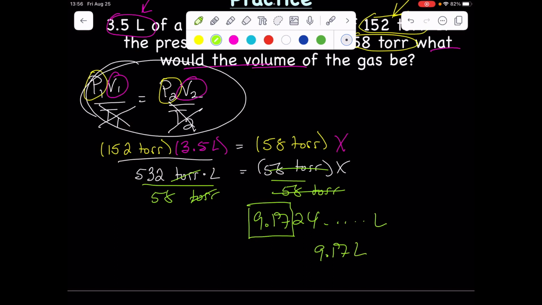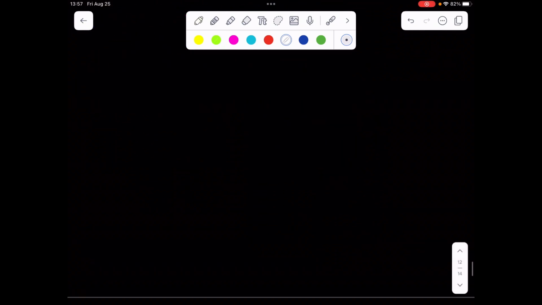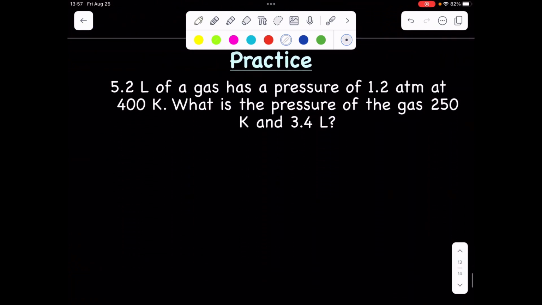So hopefully you guys are doing okay. This isn't too bad. We're going to try one more. It's the most difficult one, but still not too bad. All right, last one. We have 5.2 liters of a gas that has a pressure of 1.2 atm at 400 K. What is the pressure of the gas at 250 K and 3.4 liters?